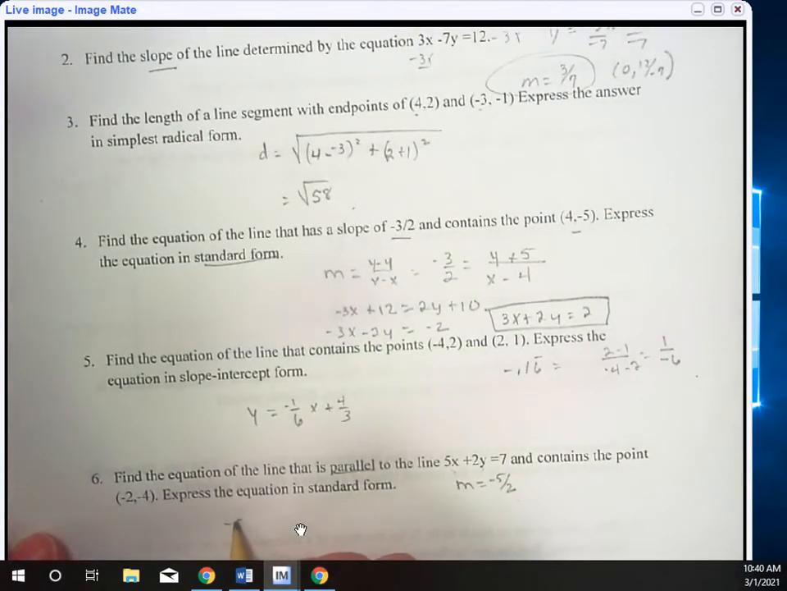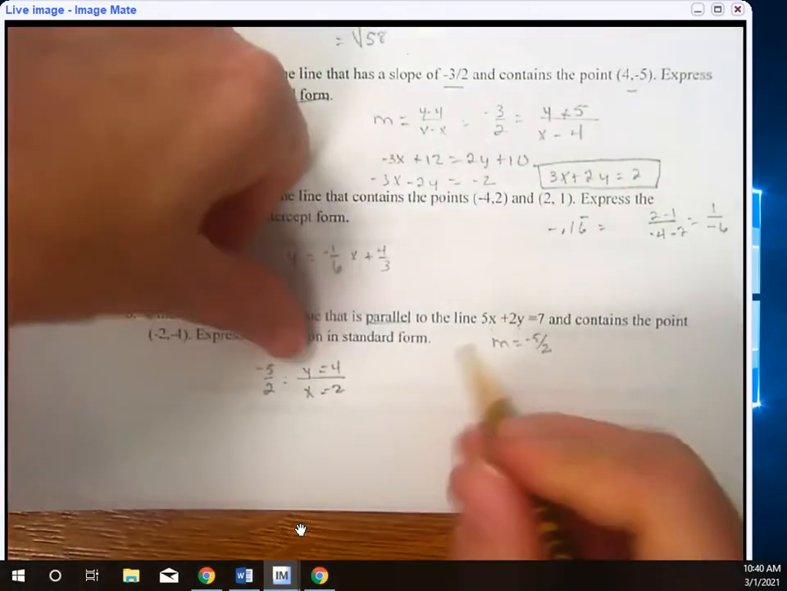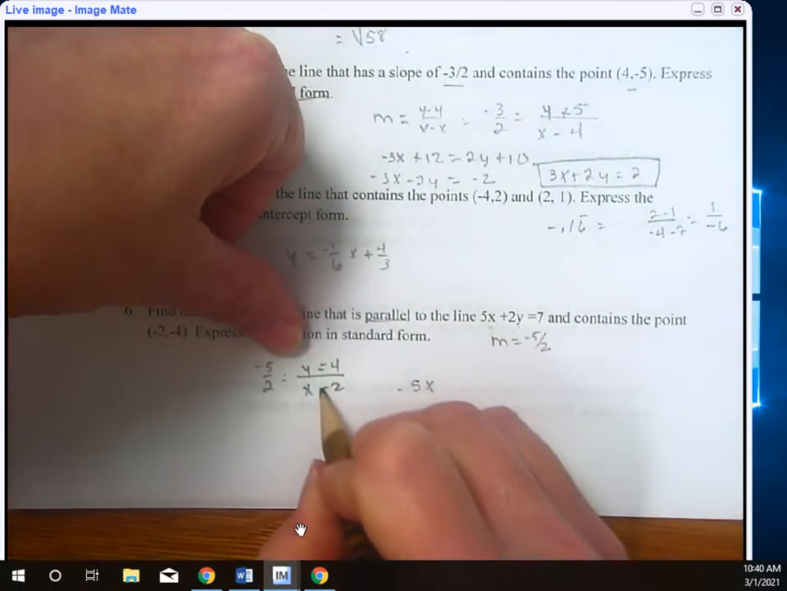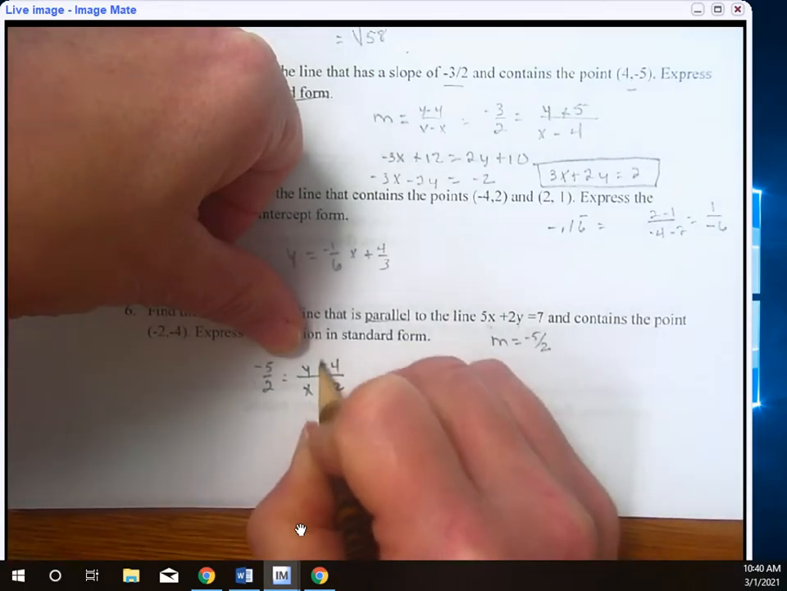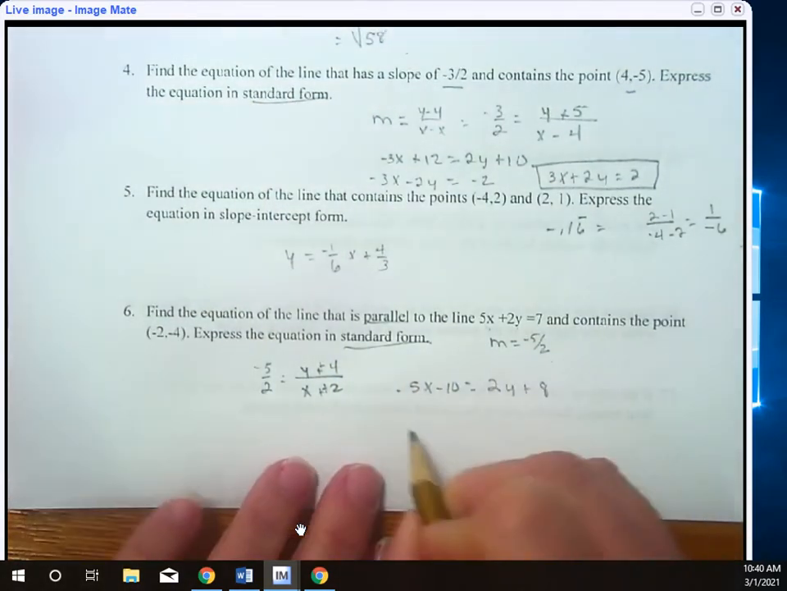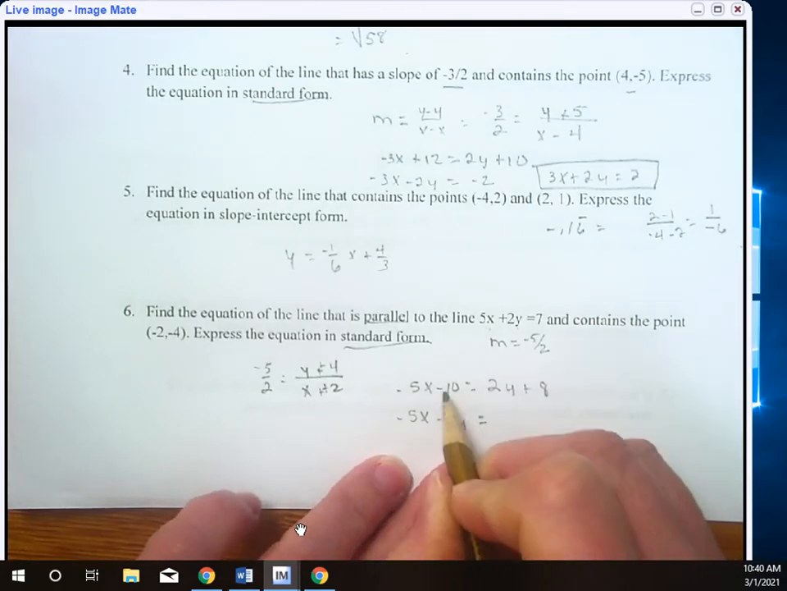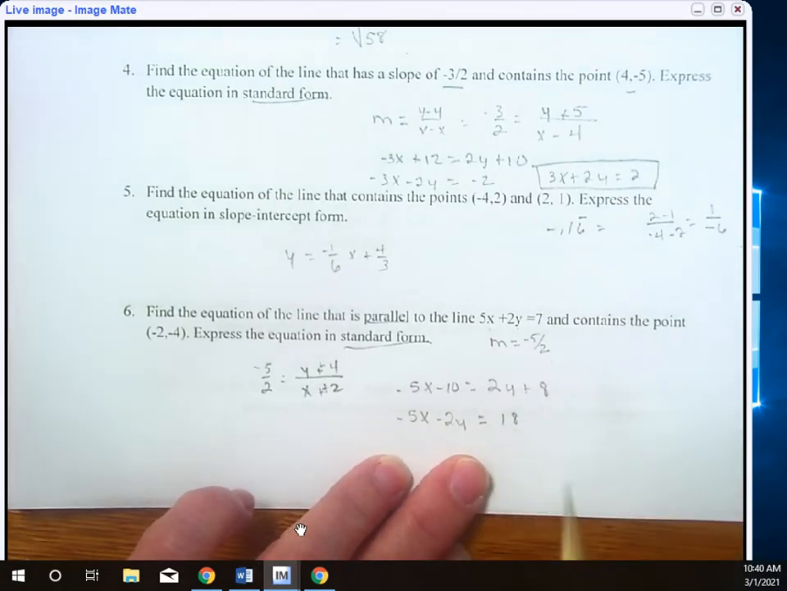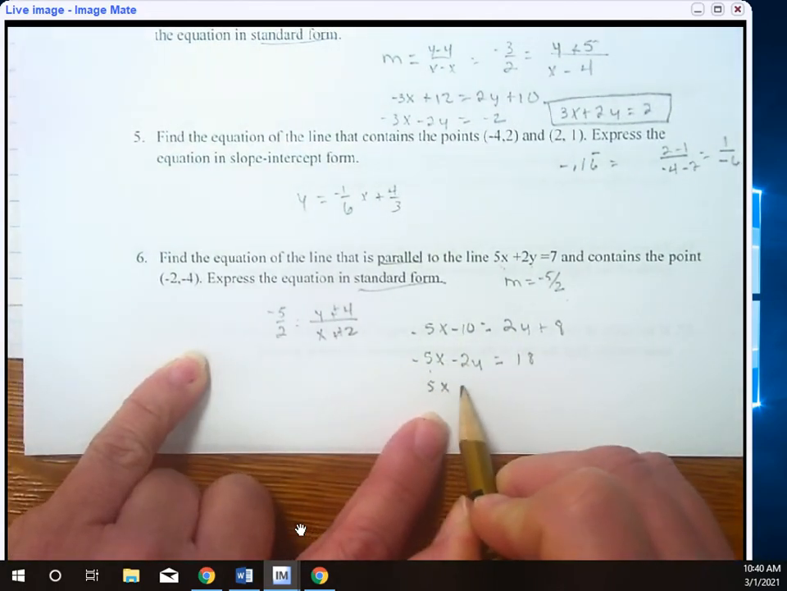So again, my m equals y minus y over x minus x, and cross multiply. Negative 5x minus 10 equals 2y plus 8. I need it in standard form, so x and y on the same side. The negative 5x minus the 2y equals, add 10. I cannot have the negative, so I'm going to divide by a negative to everything.